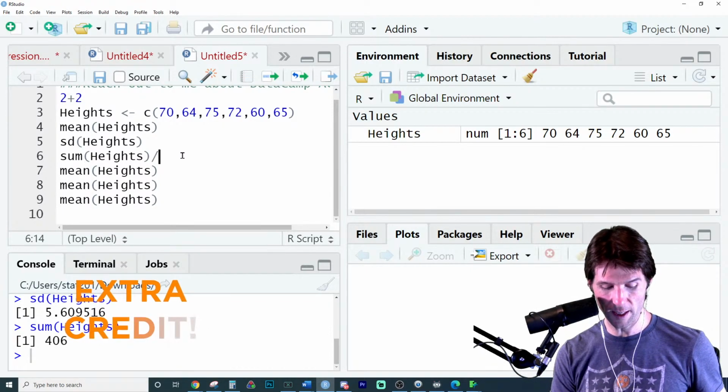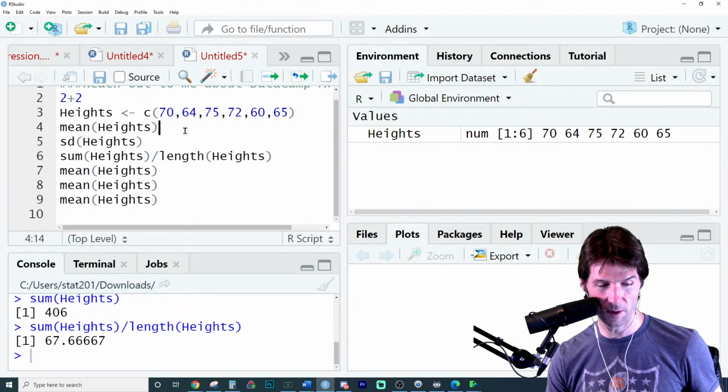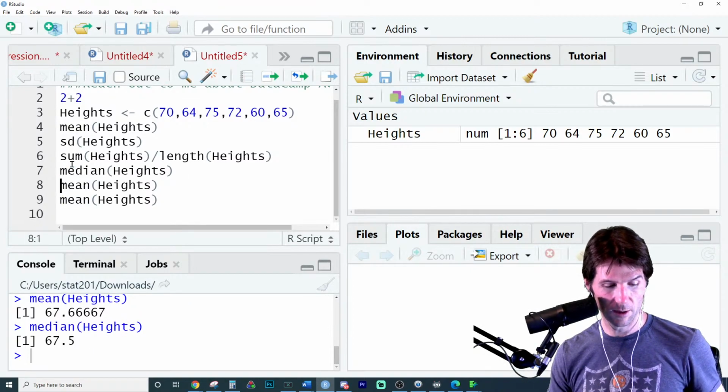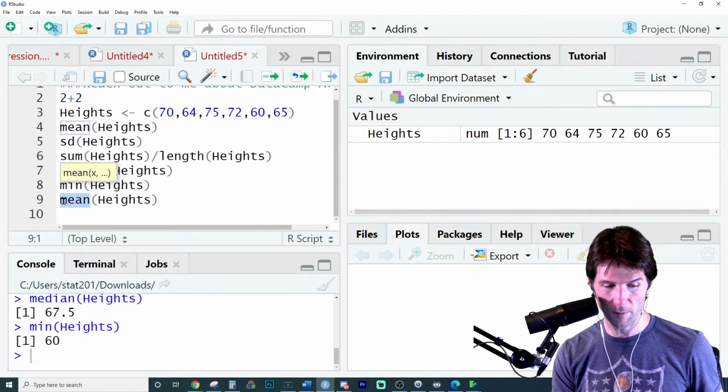You know what we could do? We could divide by the length of the vector. And if we divide by the length, which is how many observations are in this, guess what we just found? We just found the mean. You could go right here and just ask for the median of this. There's the median of that vector. You could ask for the min of this vector. There's the min. You could ask for the max of this vector.